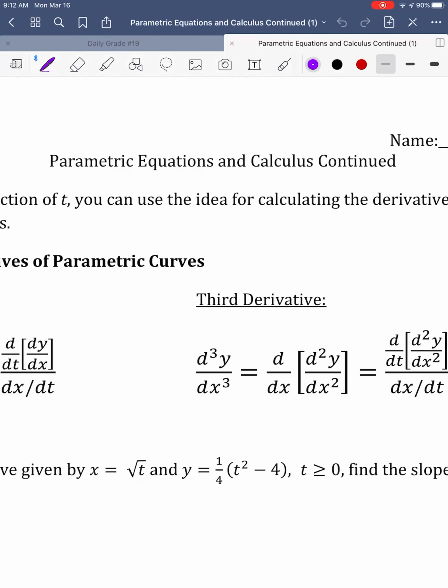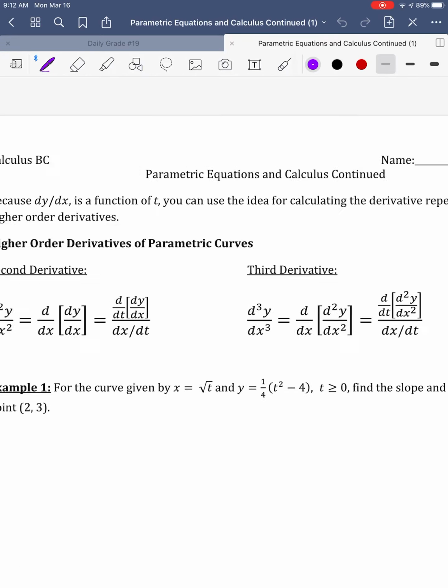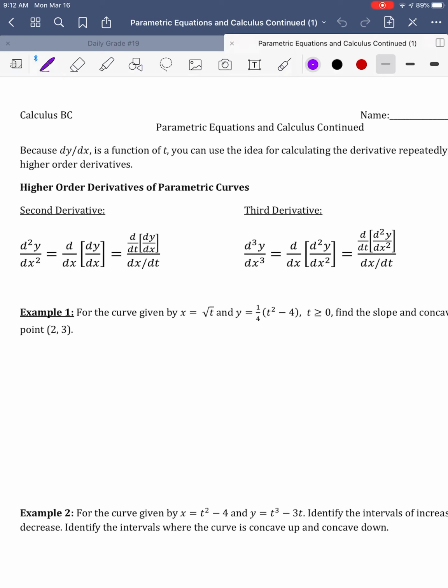All right, so this is Monday's lecture. So parametric equations and calculus continued. We're only going to do the front of these notes. On the back, I might briefly show you how to do an integral of a parametric function, but that is not an actual standard in the AP test, so they're not going to ask you about that. And we're just going to cut it because it's not that big of a deal right now.